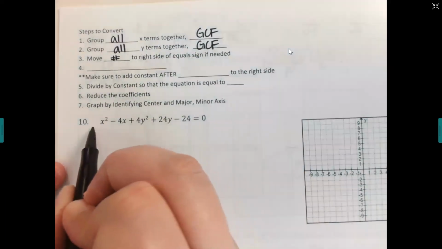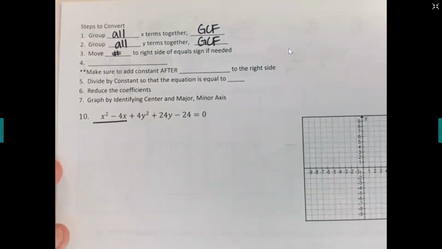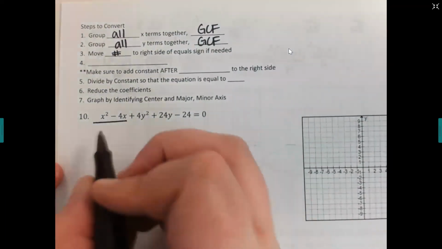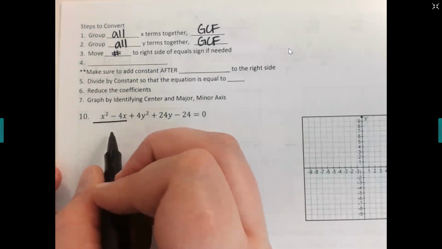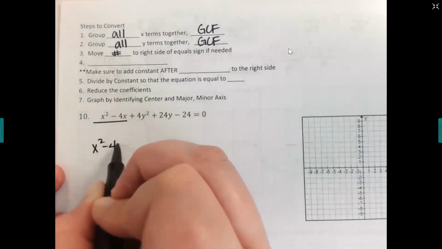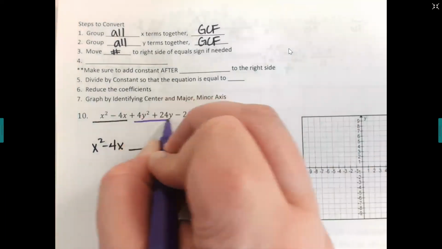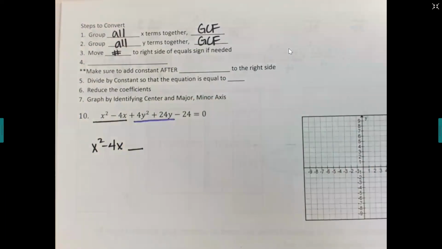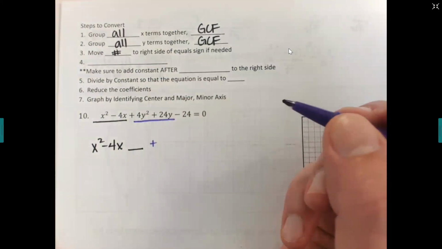So out of my X's, do I have a GCF there? A number GCF? It's okay if the answer is no. Do we have one? No. So X squared minus 4X, leave a blank. Okay, now we're going to our Y's. 4Y squared plus 24Y. Do I have a GCF there? Bigger than 2? 4.